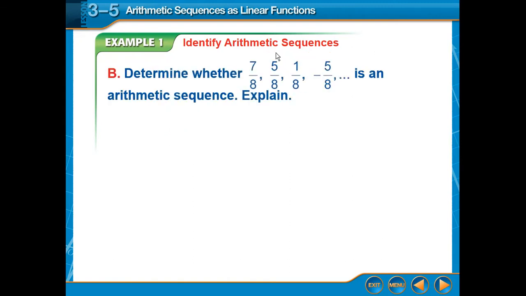What about this one? Going from 7/8 to 5/8, it went down 2/8 or 1/4. From 5/8 to 1/8, it went down 4/8 or 1/2. So because 2/8 is not equal to 4/8, it is not an arithmetic sequence.